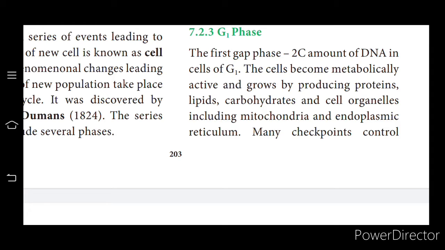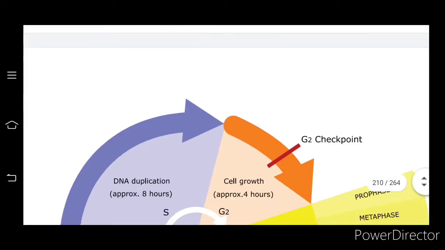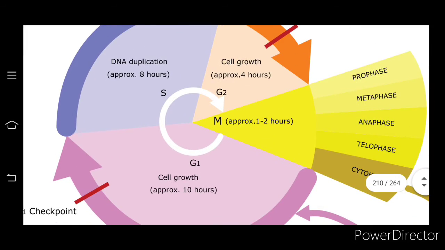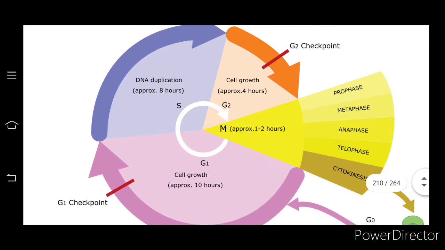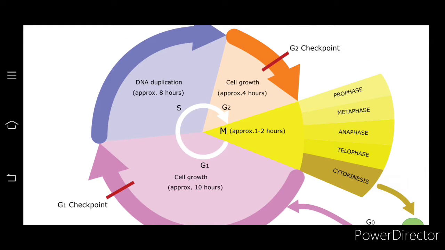Okay, so the first gap, G1, has 2C amount of DNA in the cell. The cells become metabolically active and grow by producing proteins, lipids, carbohydrates and cell organelles, like mitochondria and the endoplasmic reticulum, etc. Here you can see, to start with, the cell growth. Once the cells grow for 10 hours, it starts duplicating. Duplicating means it increases in quantity.